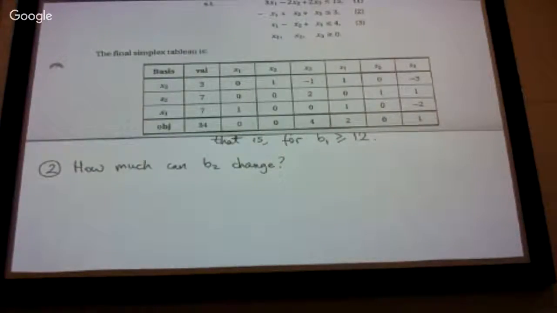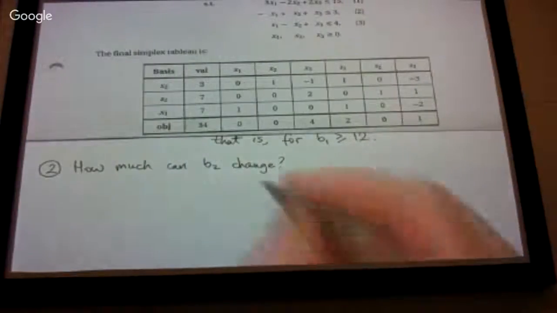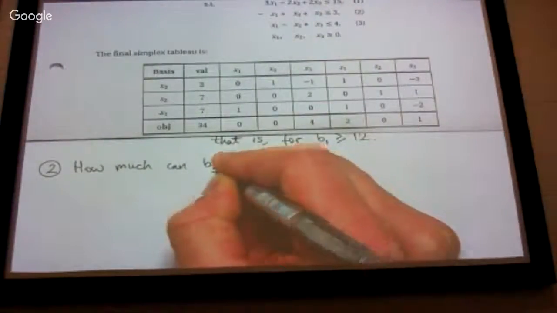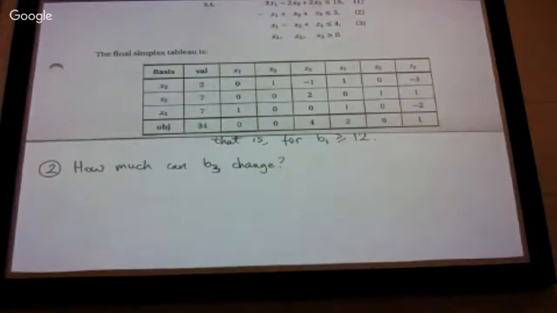Oh no, I don't want B2. B2 is the homework problem. I want B3, don't I? Sorry. Let's do B3 instead.